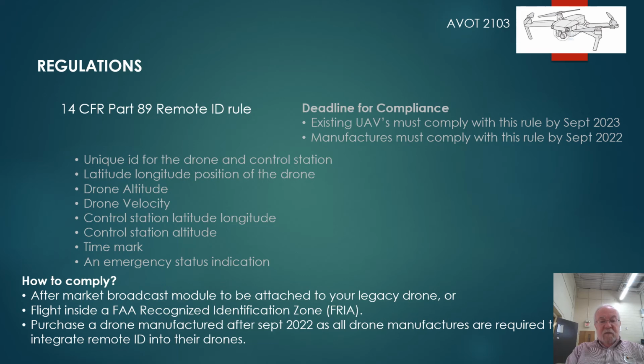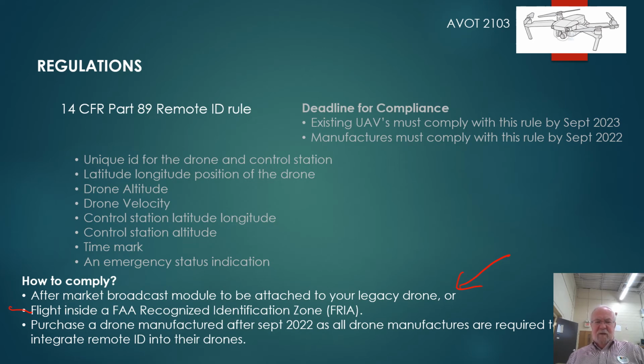Like I said, aftermarket solutions will be available, I'm sure. There isn't any now that I know of, but there should be an aftermarket solution to this. You may fly within an FAA Remote Identification Zone, FRIA, and that basically is like a school or an organization, a drone hobby club or something like that, could develop an area and apply to the FAA to have an area where you don't have to do that.